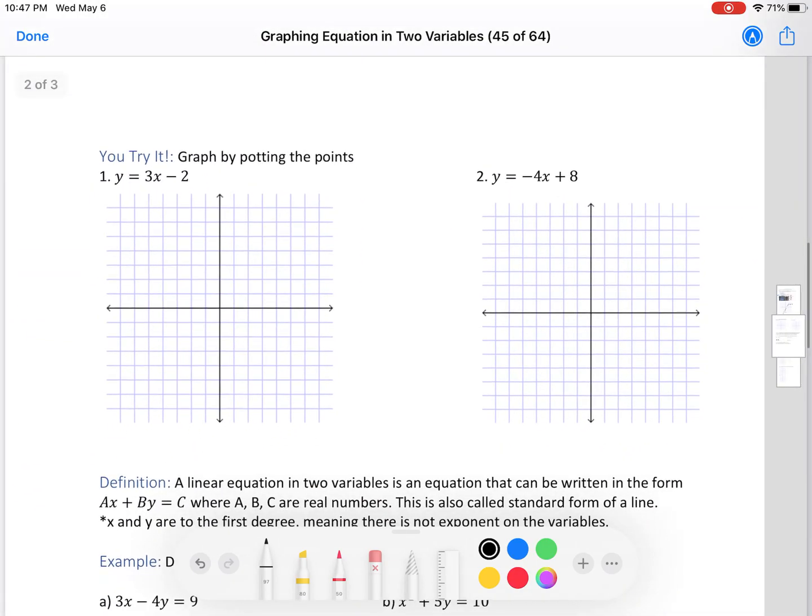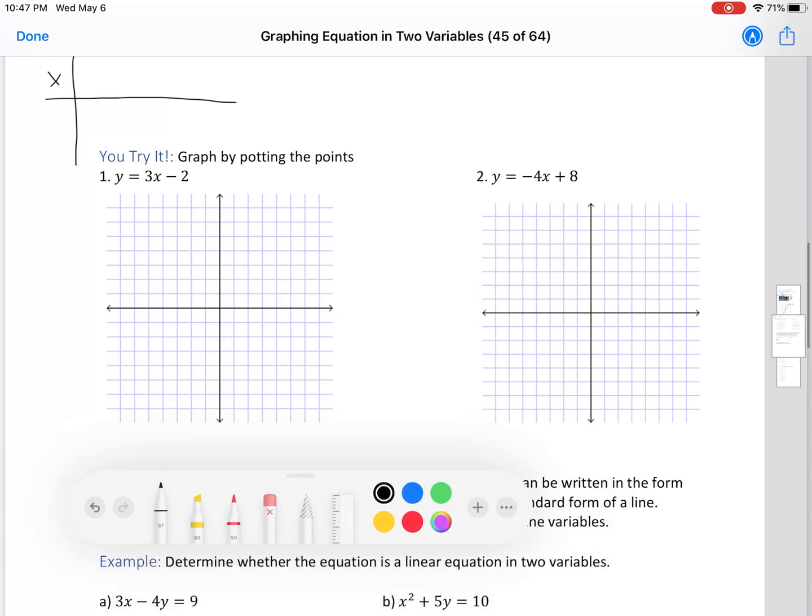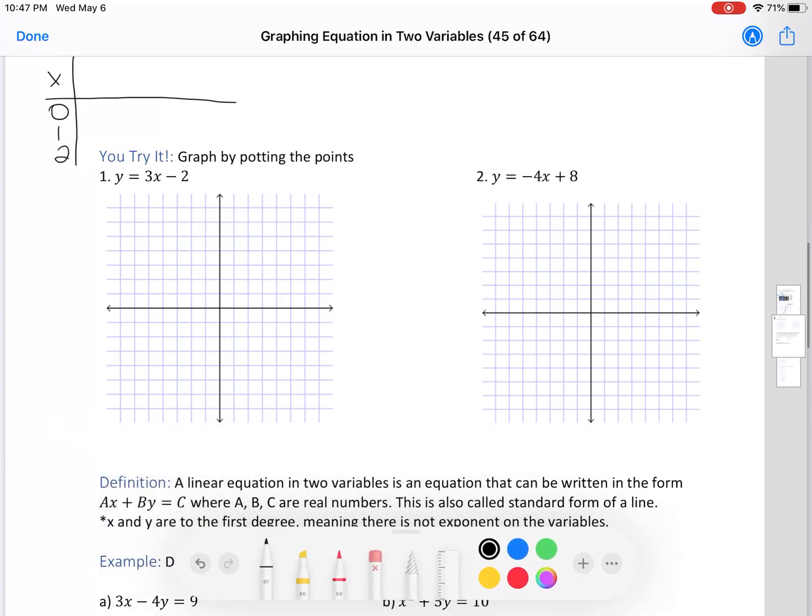Okay, go ahead and try these two problems. For the sake of us having the same points, let me guide you and tell you what points I would like you to choose. But keep in mind, you can choose whatever you like. So for the first one, why don't we choose numbers like, for x, let's pick 0, 1, and 2. Do the work to find your matching y coordinate.